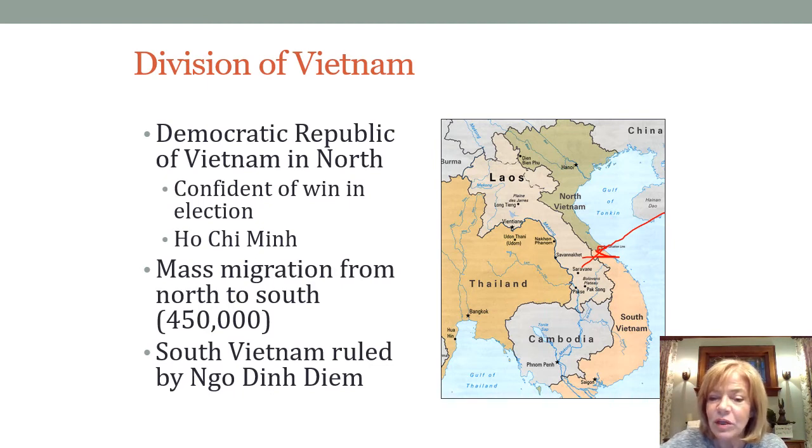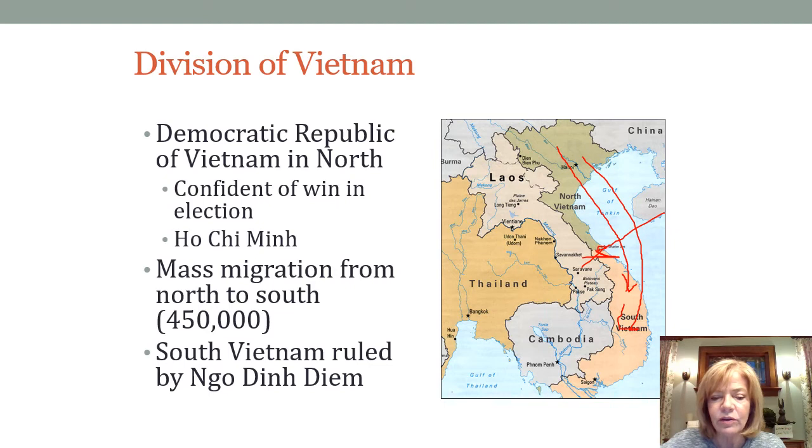When that happened, you get this mass exodus of people fleeing the north and going to the south. So it's my notion or my belief that maybe had they just had these free elections, maybe Ho Chi Minh wouldn't have won because all those people are leaving. They didn't want to live under communism, right?